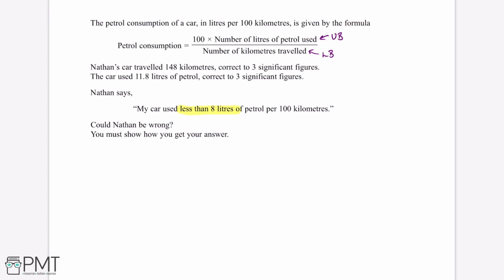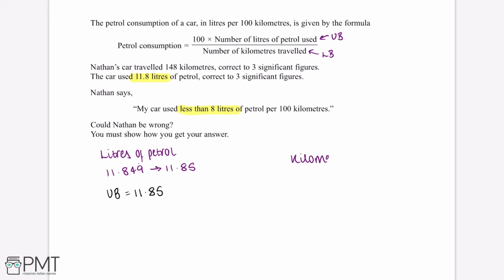So the car used 11.8 litres of petrol, so we want to work out the largest possible value of litres, which would still round down to 11.8. And the largest value for this would be 11.849 recurring. However, we can round this up to 11.85. So this means that our upper bound is equal to 11.85.